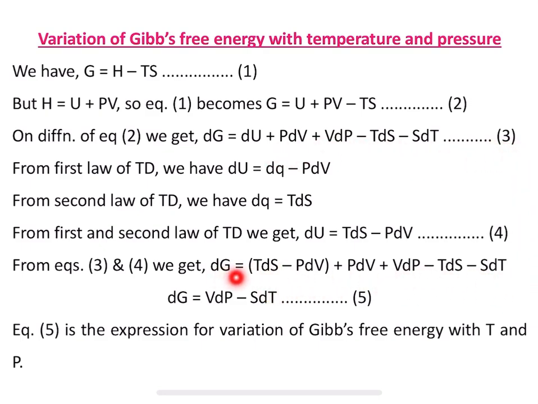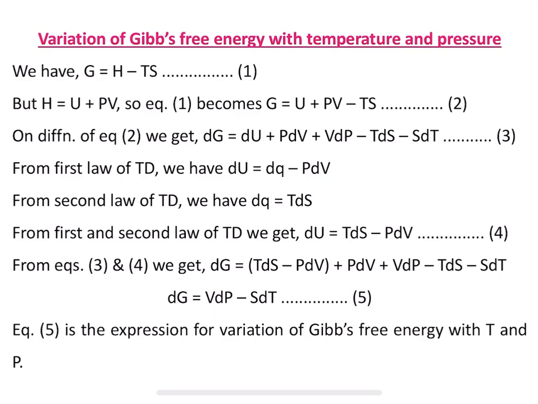Here if you observe it clearly, this TdS and this TdS will both get cancelled because of positive and negative. Observe the signs here, so PCM students will understand it in a better way. And next, what is going to get cancelled is PdV and PdV. So TdS and PdV both get cancelled, and what is left is dG is equal to VdP minus SdT. Let me call that equation number 5, and this equation 5 is the expression for variation of Gibbs free energy with temperature and pressure.